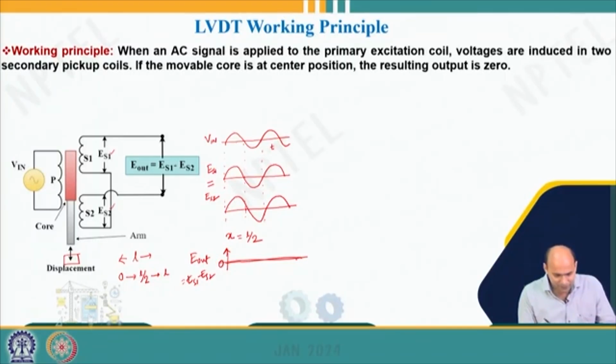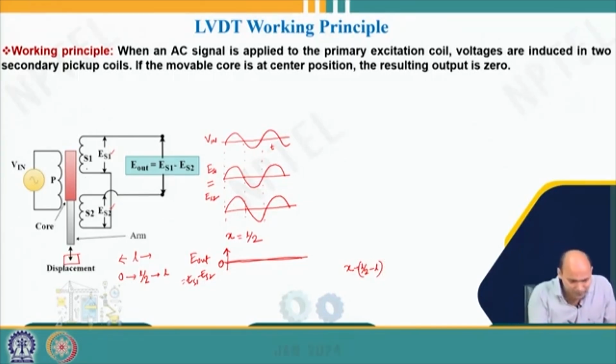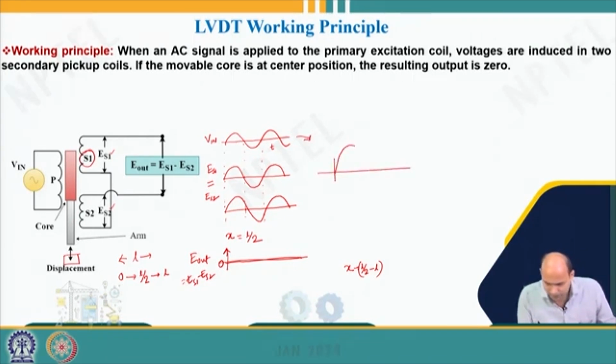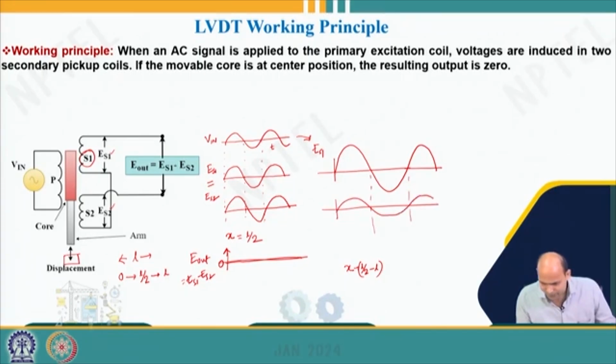Now if I consider that X is between L by 2 to L, then what will happen? If I consider that the core is towards S1, then for the same V in, what can I get? Suppose this will be your ES1 when X is between L by 2 and L, and my ES2 value will be something like this, is not it?